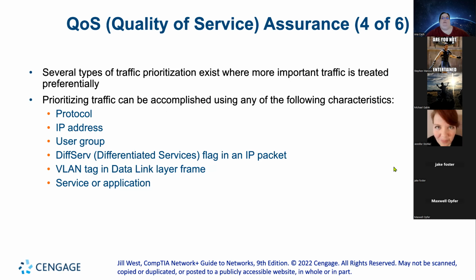Several types of traffic prioritization exist where more important traffic is treated preferentially. Prioritizing traffic can be accomplished using any of the following characteristics: protocol, IP address, user group, DiffServ or differentiated service flags in an IP packet, VLAN tag in a data link layer frame, or service or application.